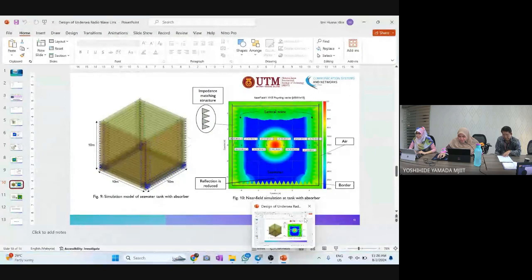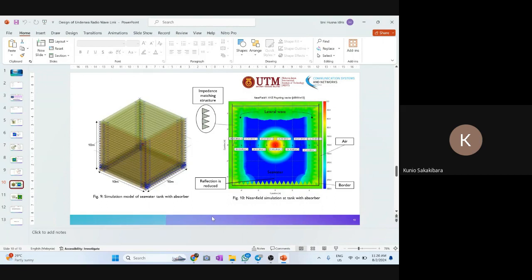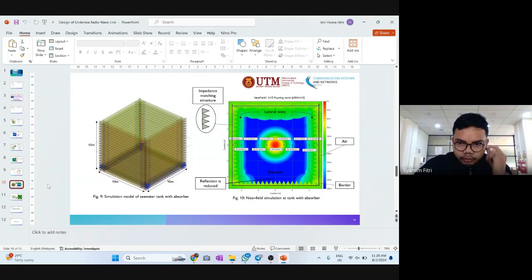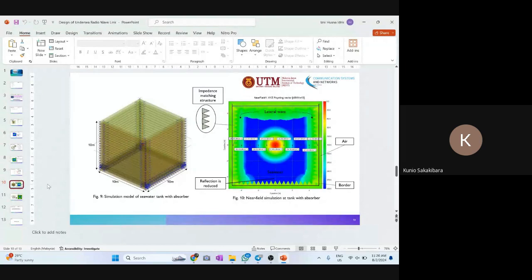Thank you for the presentation. You showed us the matching characteristics, but how is the radiation pattern? Radiation pattern is the same with the antenna in the air.